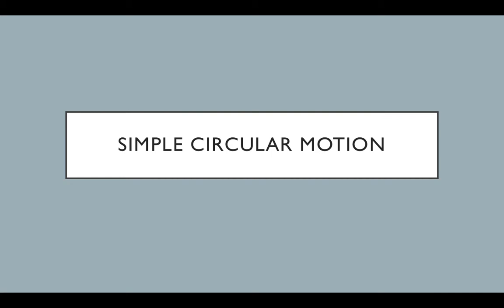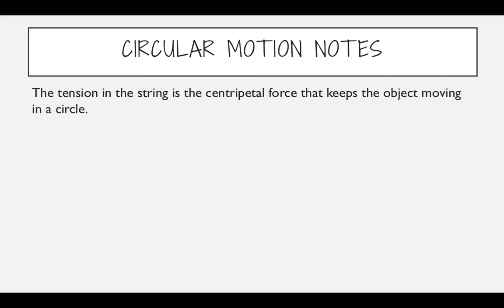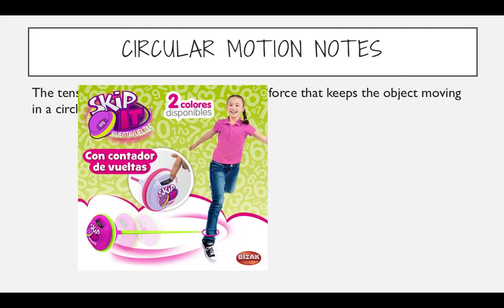Okay, so we're going to next get into simple circular motion, things that move in a circle continuously. Here's an example. I don't know if you remember this toy. It's called the Skip It. I used to have one when I was a kid. It might be before your time a little bit.